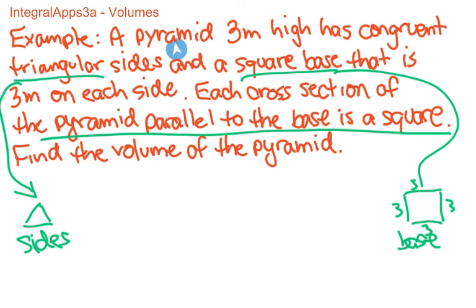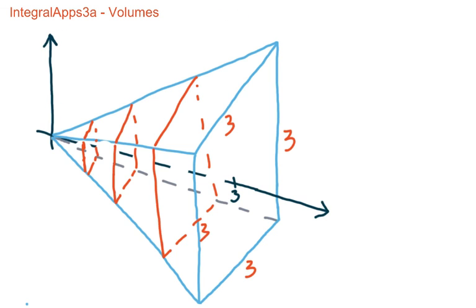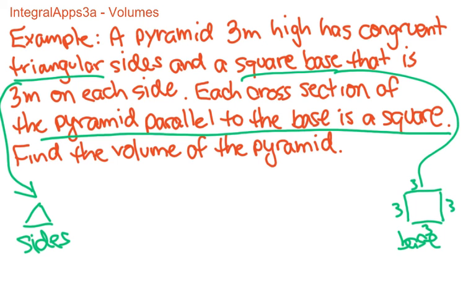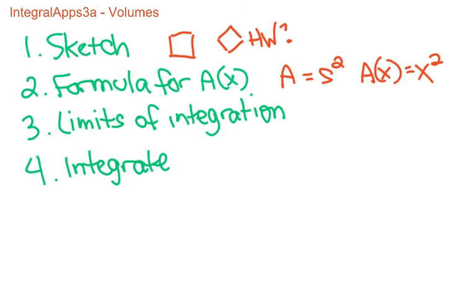Now, thinking about the limits of integration, let's go back to the question. It says a pyramid 3 meters high, that could be 4, 5, 6, whatever. That means that pyramid 3 meters high is from the origin all the way to the right here. And that's what that blue, black 3 is right there. So that means our limits of integration are a equals 0 and b equals 3. And then we could just set up the integral and evaluate it.